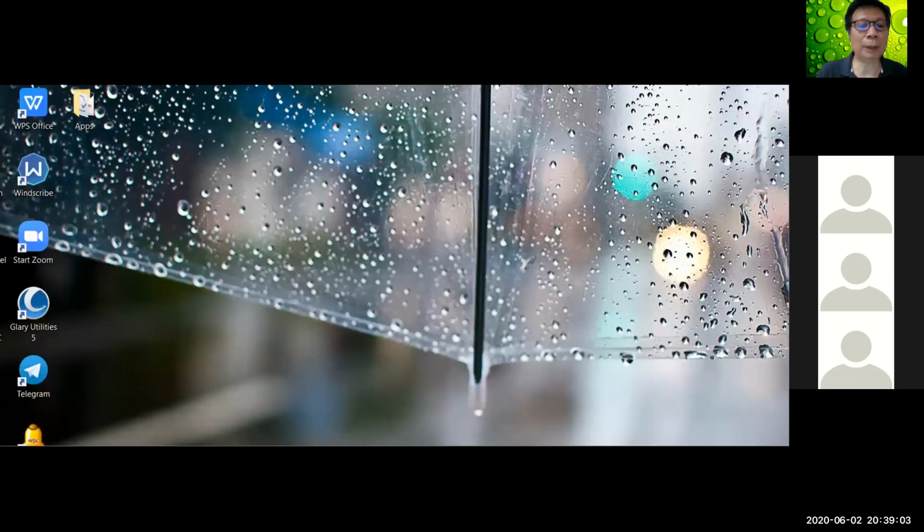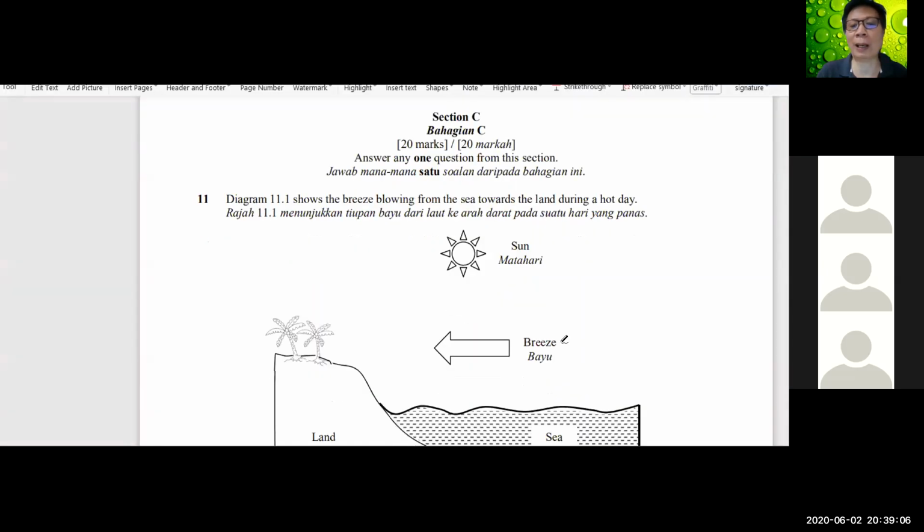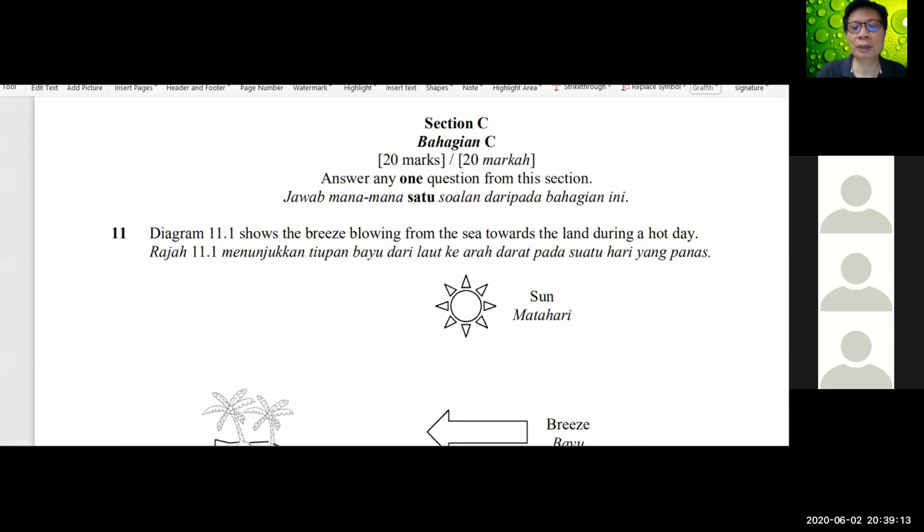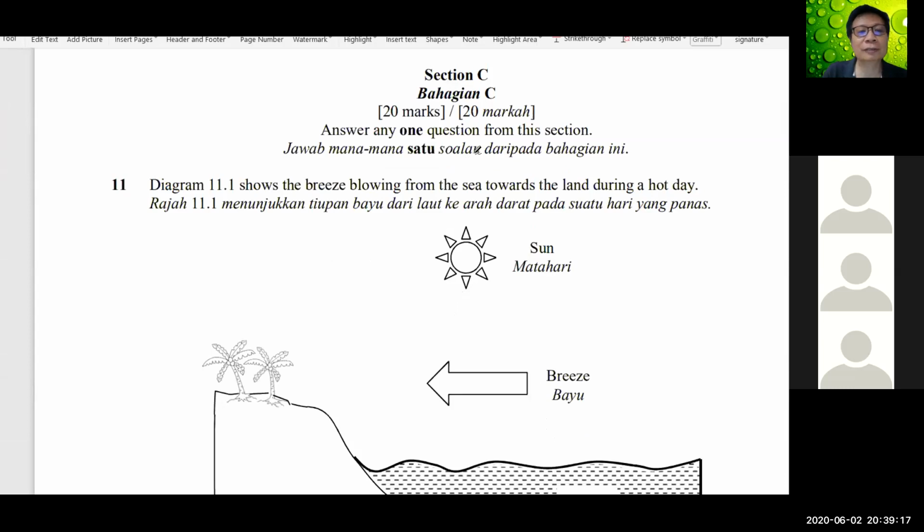Okay, we continue to discuss the last two questions. Remember, not the paper two. We do the revision paper, right? Paper two. Okay, come, let's look at the paper now. This set of paper now. Question 11 now. Read the question first, okay.